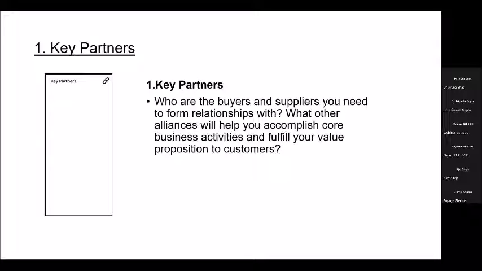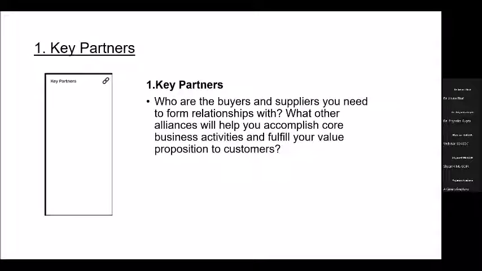So the first one is key partners. Suppose you are running a business where you are a manufacturer, producing a product. While producing something, you need raw material, and through the raw material something is produced. Then you need the market, right? So there are different key partners throughout the channels. In the block of key partners, you have to identify your partners and write down the names. Who will be the key partners? Who are the buyers and suppliers you need to form a relationship with? What other alliances will help you accomplish core business activities and fulfill your value proposition to the customer? So this is the first one, key partners.